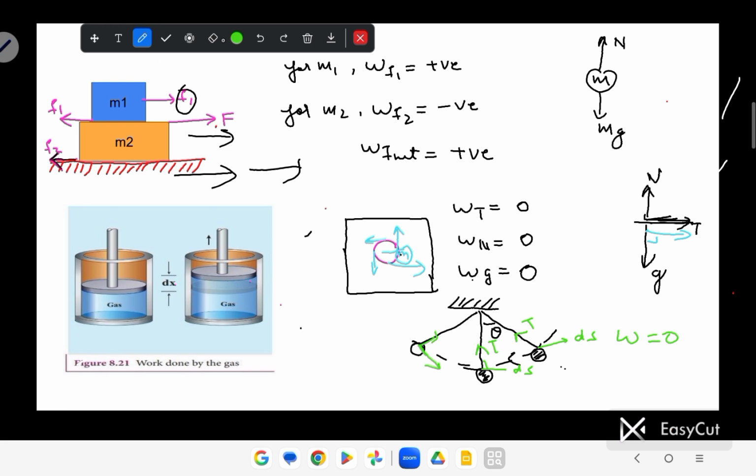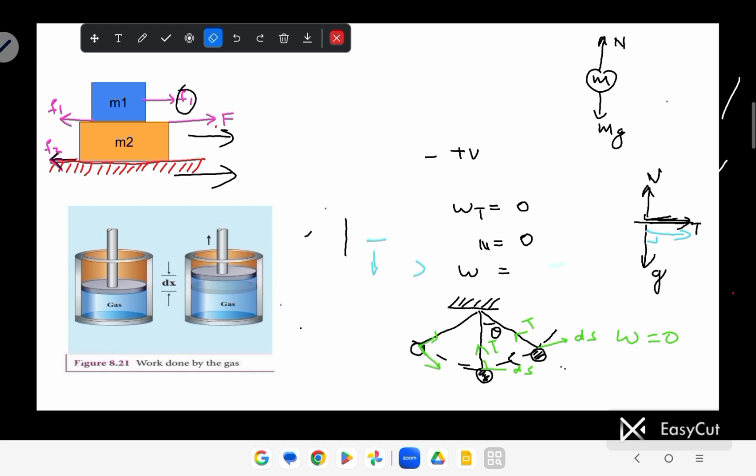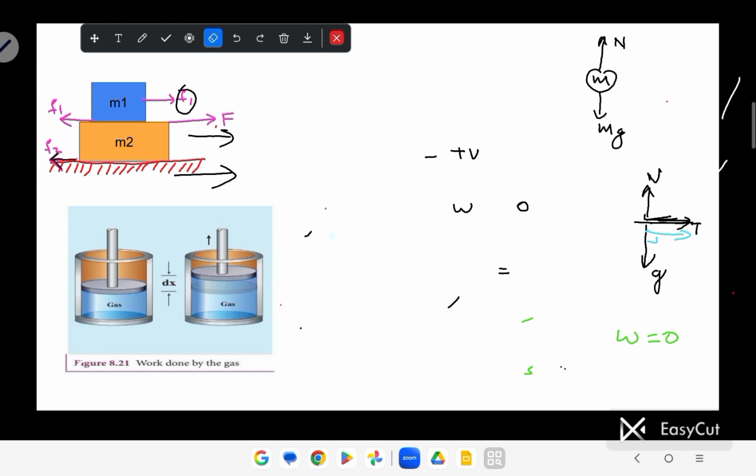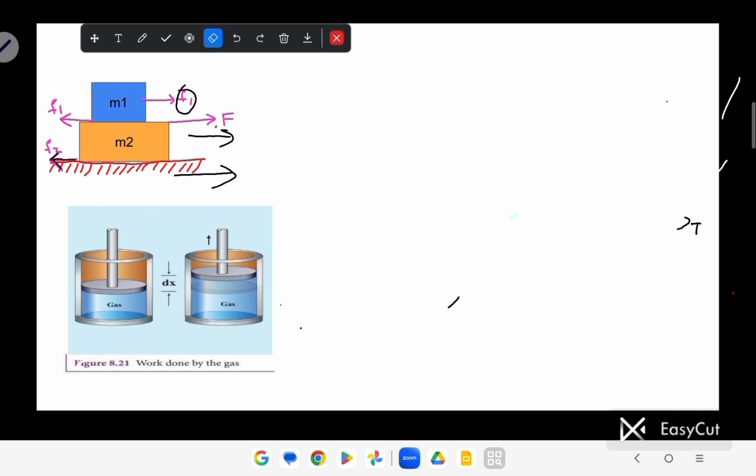So let me rub this first, then I'll move ahead. Then we are going to talk about the work done by the gas on a cylinder. What are we going to talk about, students? We are going to talk about work done by the gas on a cylinder. Let me rub it first, then we can move ahead.